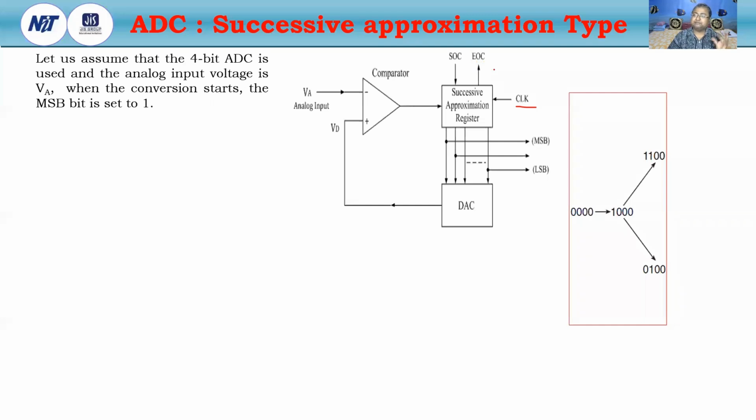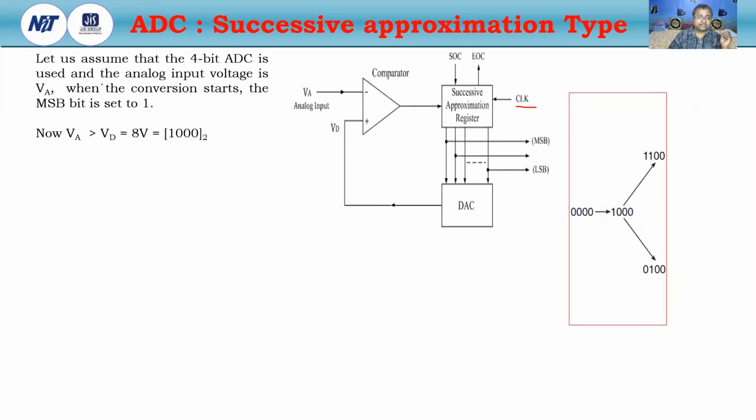That means how many bits are there. Suppose this is a 3-bit or 4-bit. If it is 4-bit, then the total number of counts should be 0 to 2 to the power of 4 minus 1, that means 0 to 15. When it starts counting, it starts from 0, and when it reaches 15, my total operation will be done. So then we put the end of the count. First, the SOC should be 1. At last, the EOC should be 1.